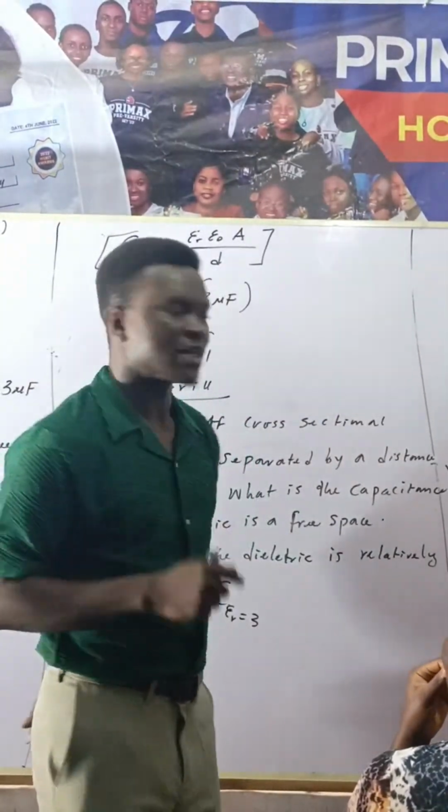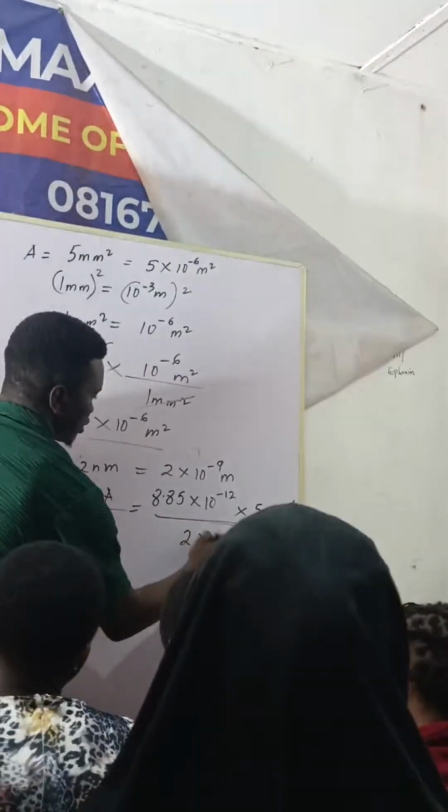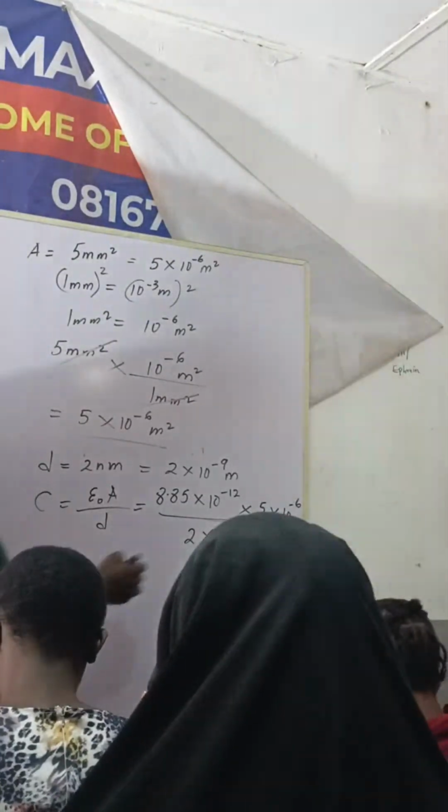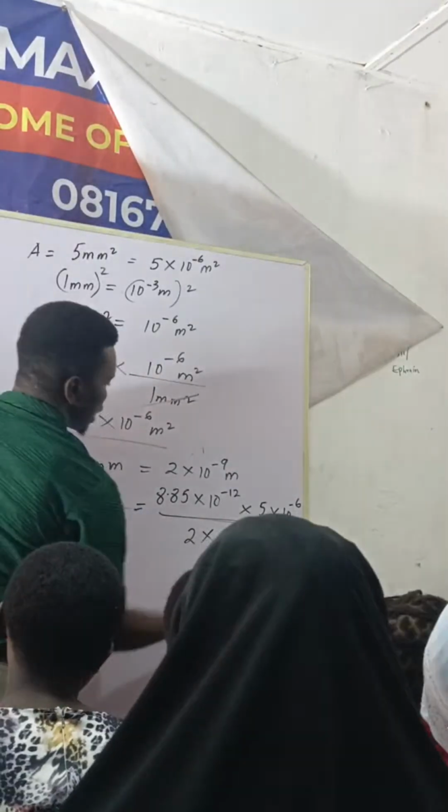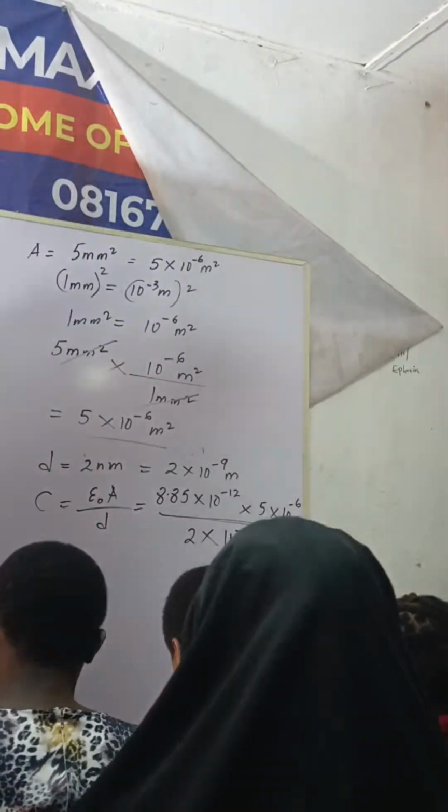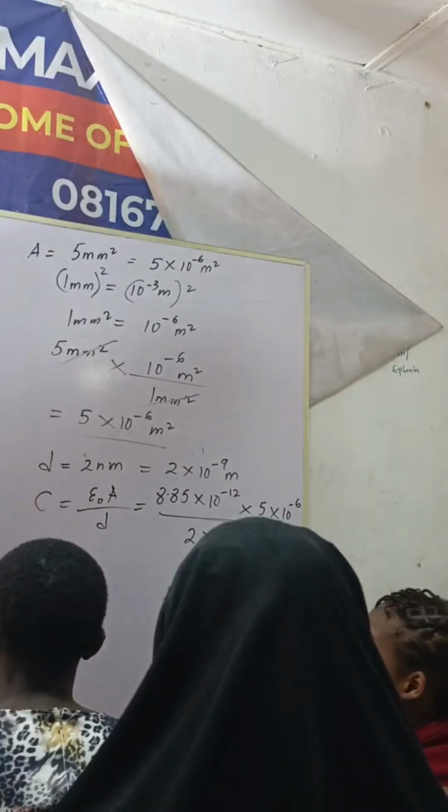I love Indian mathematicians. So for d, this is what? 2 times 10 raised by minus 9. So you can go on to divide and cancel and do whatever you want to do.